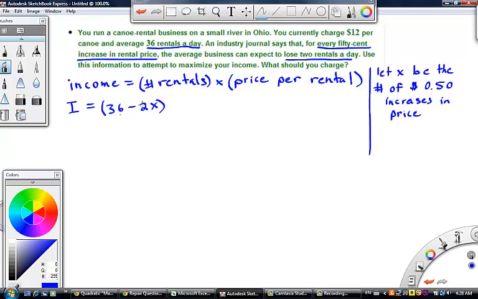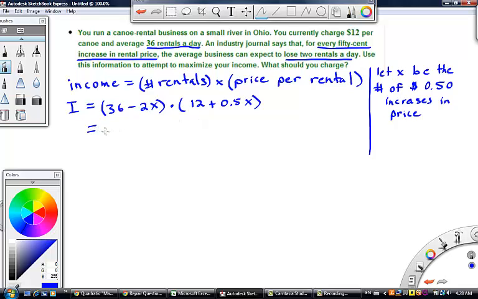The number of rentals would be 36 minus 2x times, now the price per rental. Well, right now it's $12. But if we increase the price x times, you're going to increase it by 50 cents each time, right? So it'll be plus 0.5x. Now this represents the price as it changes. So both of these two, the number of rentals and the price per rental, are expressions that will change based on x.